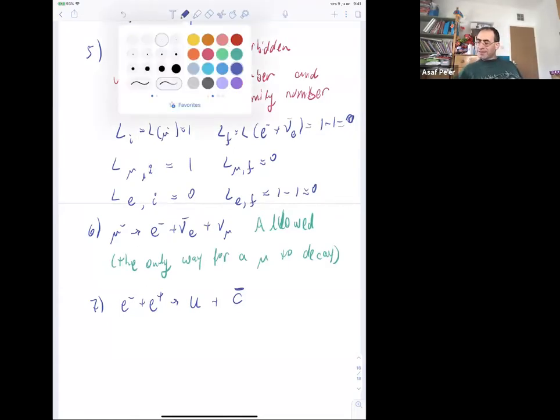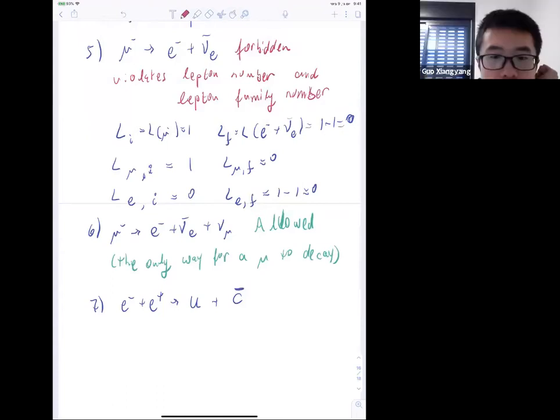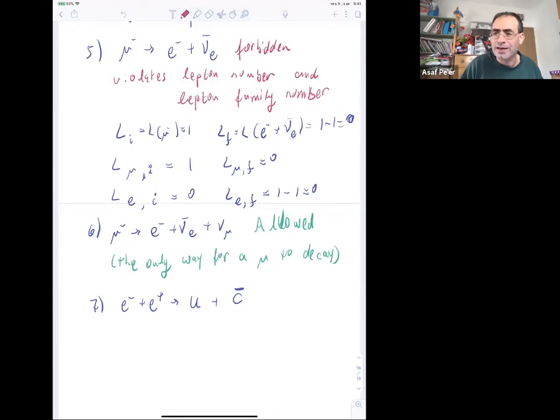Come on, guys. This does not satisfy color confinement. No, an up and anti-charm can be confined. I don't remember by heart the name of the particle. You can check it on the PDG. So the answer is no, of course. This is forbidden. Why is it forbidden?